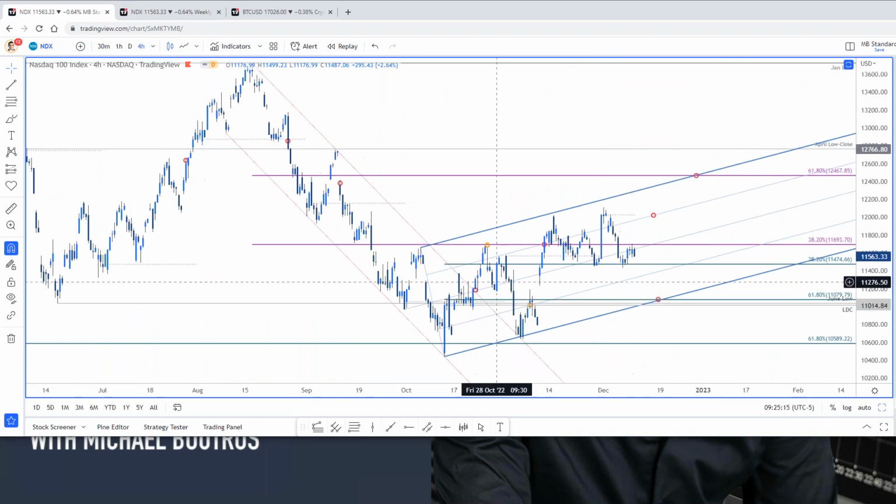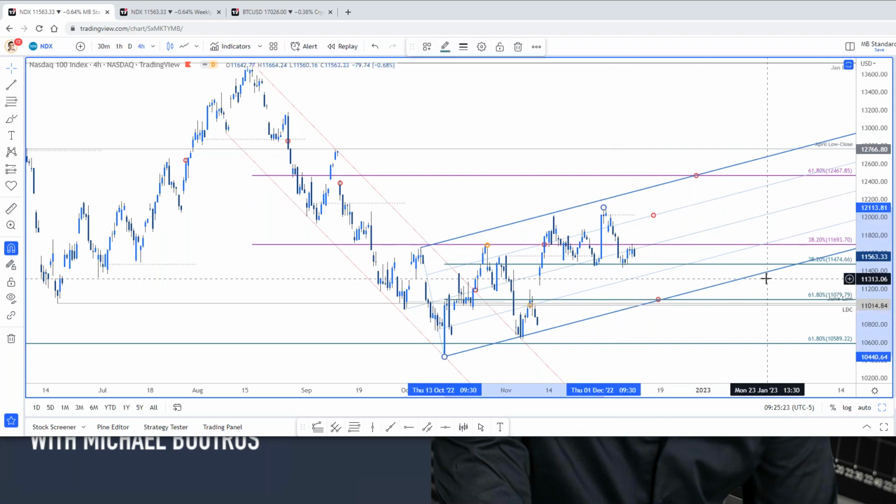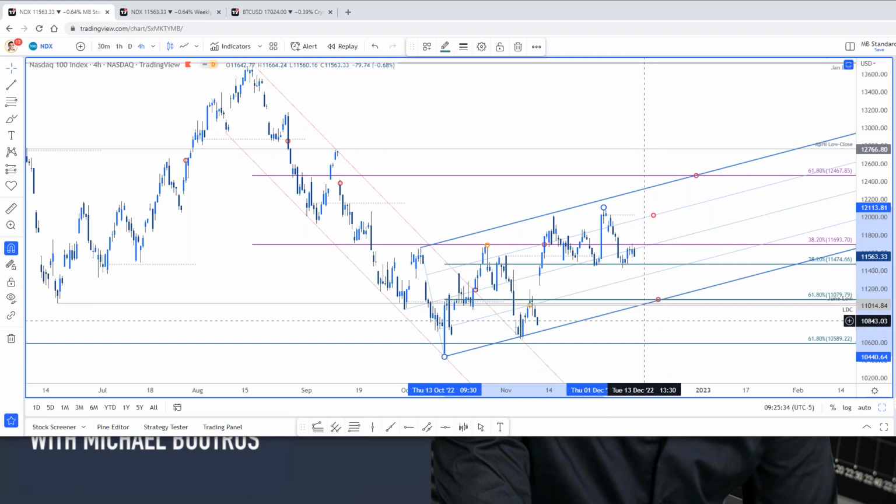All right, we've been working with this pitchfork off the lows. Even the upper parallel was just higher, right? Didn't quite make it before the failure lower. So look, a basic 38.2 has been holding up support for the last few weeks. If we break below that, slope comes in near 11,330, but the big support zone is basically into 11,000.